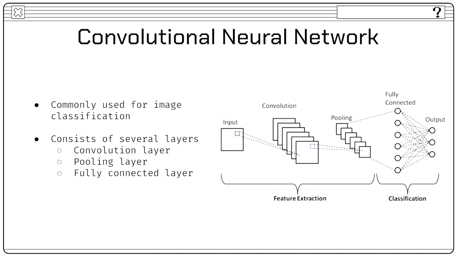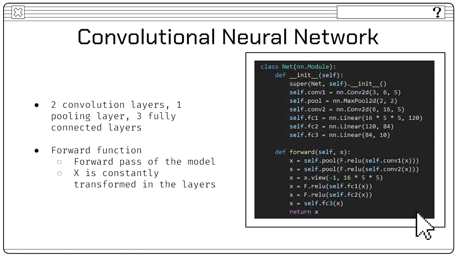The pooling layers downsample the feature maps by taking the maximum or average value within a local window, reducing the spatial resolution of the feature maps and increasing their robustness to small variations in the input. Finally, the fully connected layers take the flattened feature maps and perform a classification task by mapping them to a set of output classes. Here is the code for our CNN.